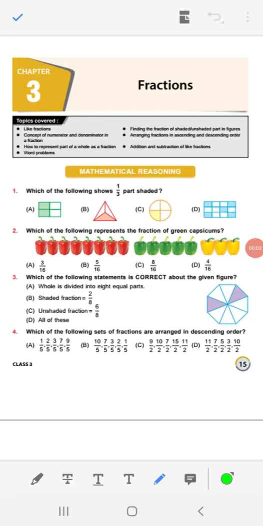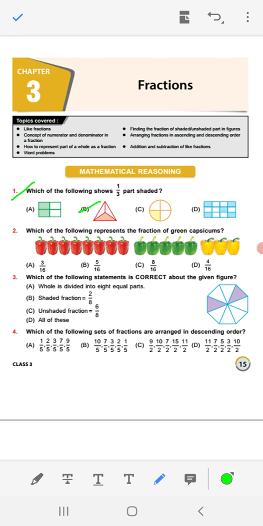Students, today we will discuss chapter 3 fractions. There is first mathematical reasoning type questions. See question number 1. Which of the following shows 1/3 part shaded? So 1/3 part shaded means there will be in the figure 3 parts and 1 is shaded. So option B is correct here.